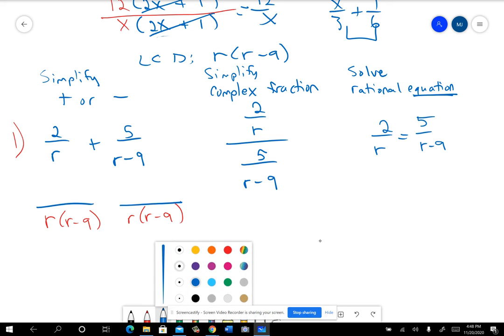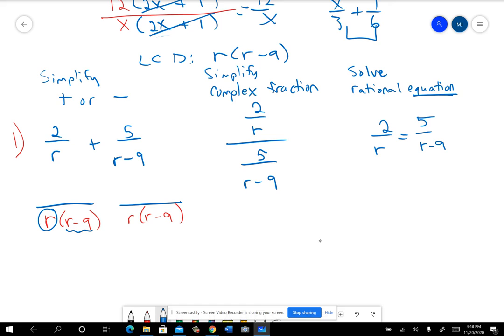And so since you already had the R, you need an R minus 9, you're going to come up here and multiply by R minus 9 on the top and bottom. Over here, you have the R minus 9. You need to multiply by the R, top and bottom. And so that means you're going to have 2R minus 18 here. Here you're going to have 5R, and now you've got it written so they both have that same denominator.